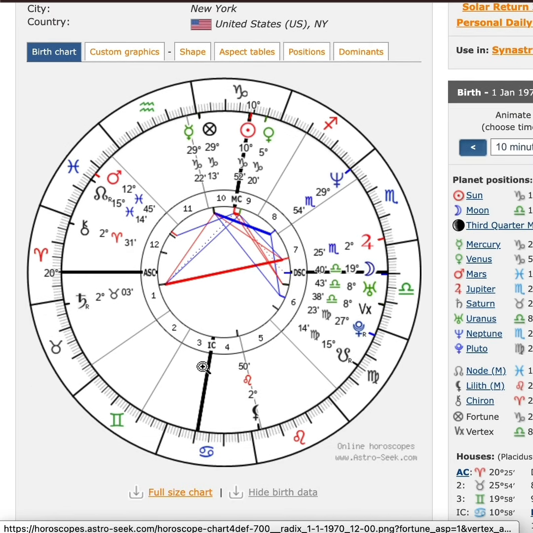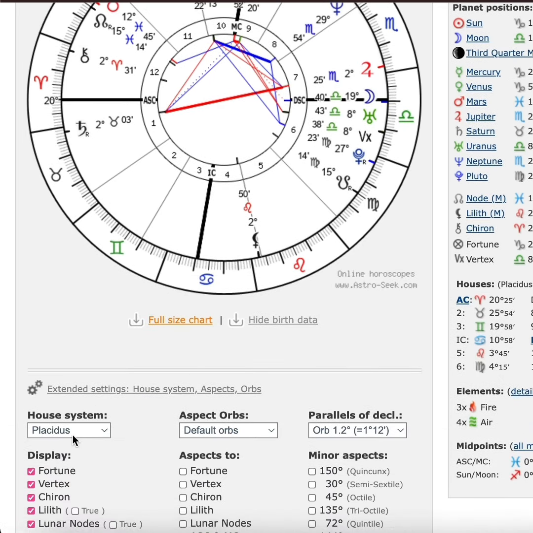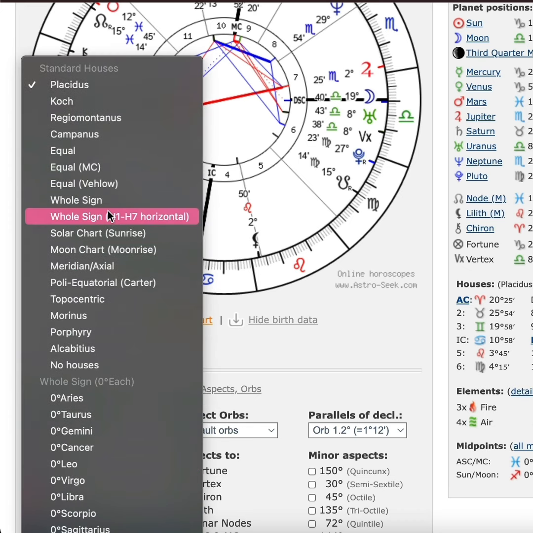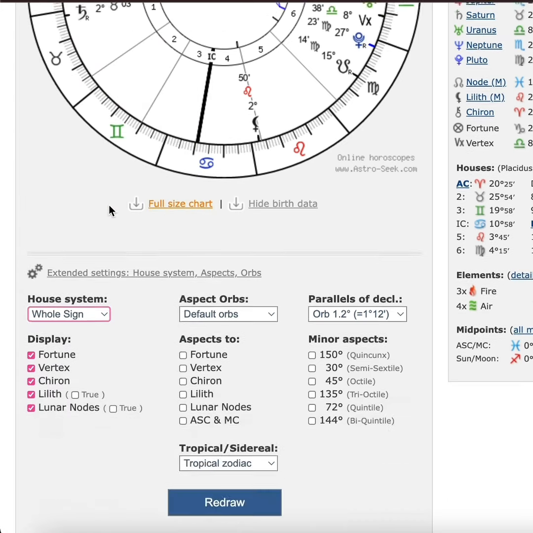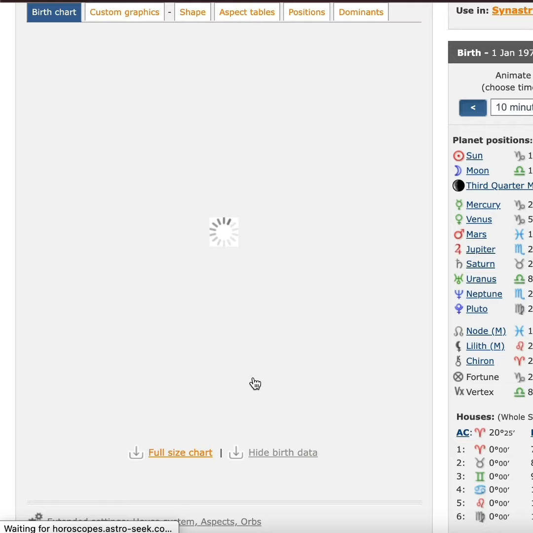I hope that makes sense for everyone out there. Now, this is another way to view your chart, which is called the whole signs. Thank you for listening. I hope you learned something from this part.